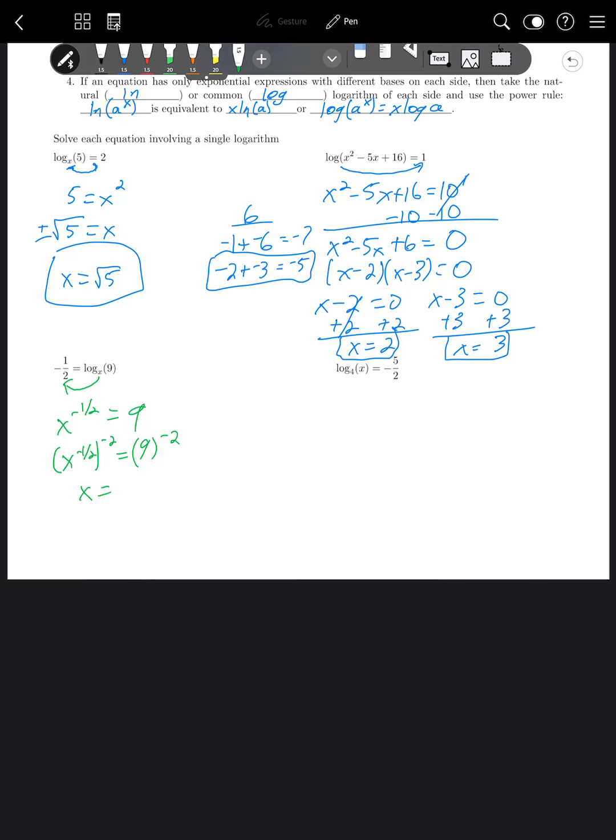So that's x equals, and then we can simplify this. This is 1 over 9 squared, right? That gets rid of the negative, and then 9 squared is 81. So this is 1 over 81.